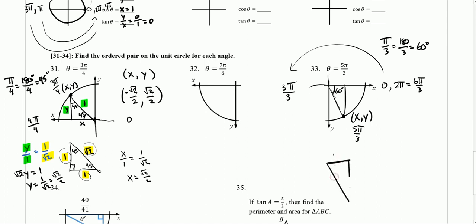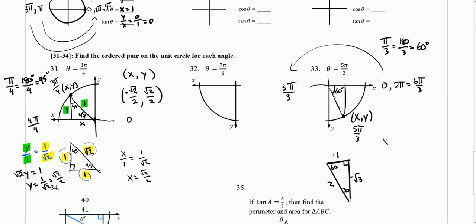30, 60, 90 right triangle with side length 1, opposite 30, this is root 3, this is 2. That's the triangle we'd like to use here. In quadrant 4 though, remember this y value will be negative.